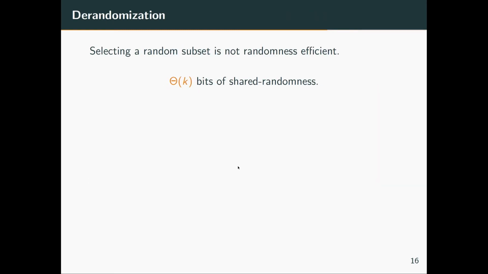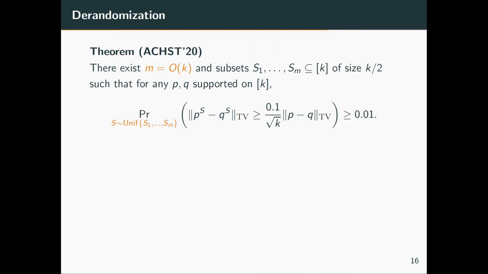But now we are in a randomness-limited setting, and selecting a random subset is not randomness efficient. Specifically, you need order k bits of shared randomness to select a truly uniform random subset of size k over 2. So in this work, we prove a derandomization lemma, which shows that instead of selecting a uniform random subset of size k over 2, there exist m subsets, where m is of order k, such that if we select a uniform random set from these sets, the same performance holds.